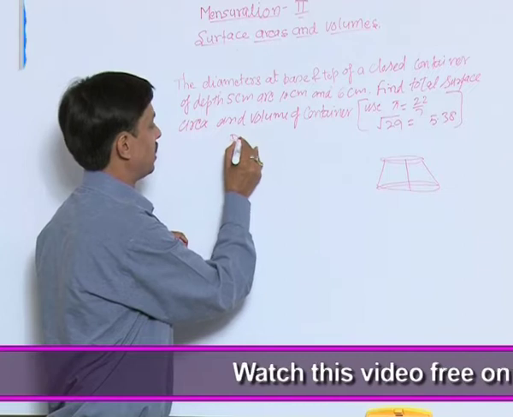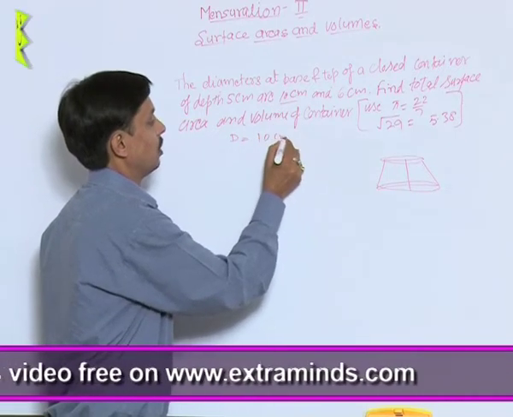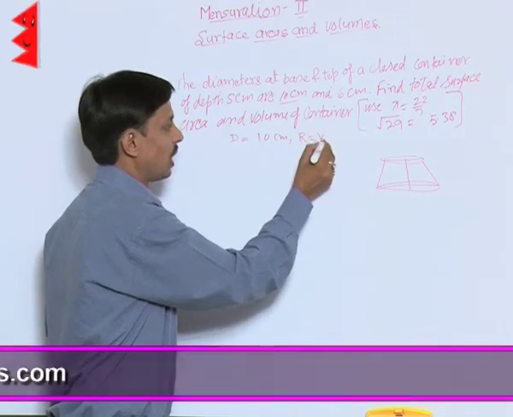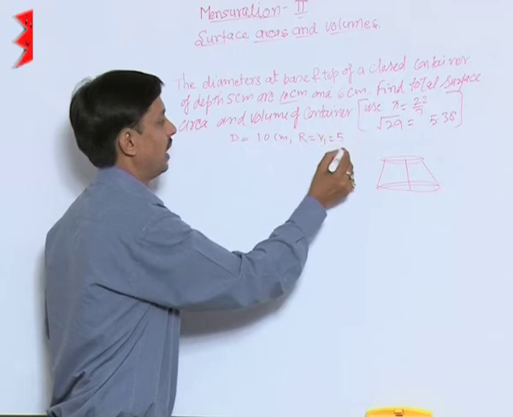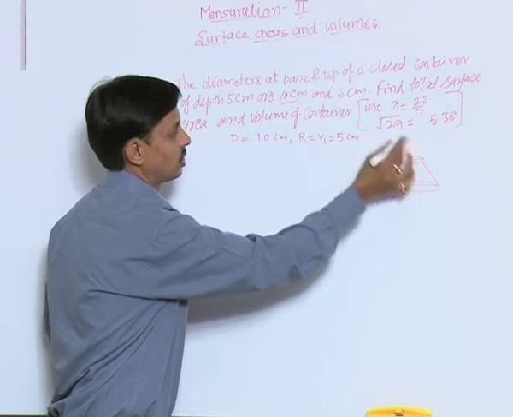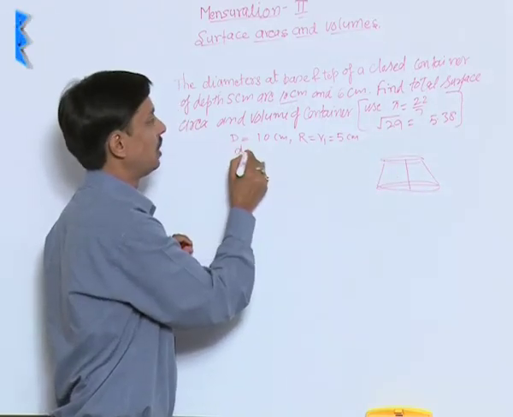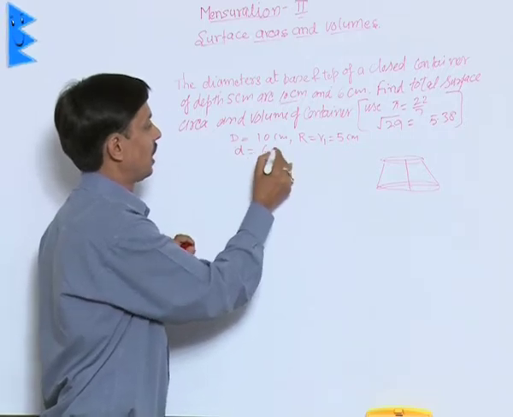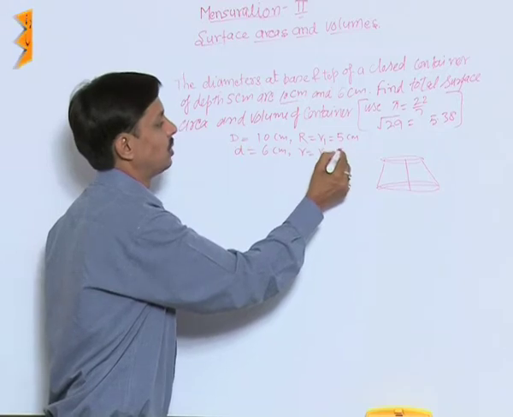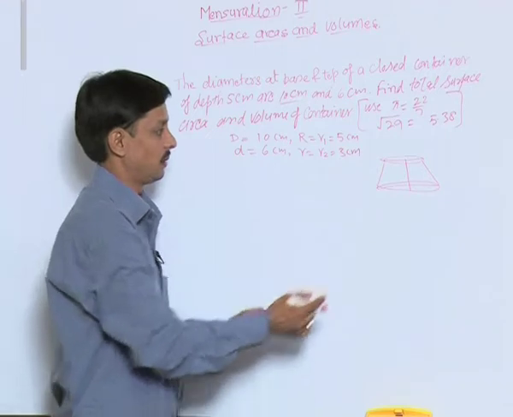Diameter at base is given as 10 centimeter. So the big radius, or you can say R1, becomes 5 centimeter. Diameter at top is 6, this one. So I can say the small diameter at top is 6 centimeter. So the small radius, or you can say R2, is 3 centimeter because radius is half of the diameter.